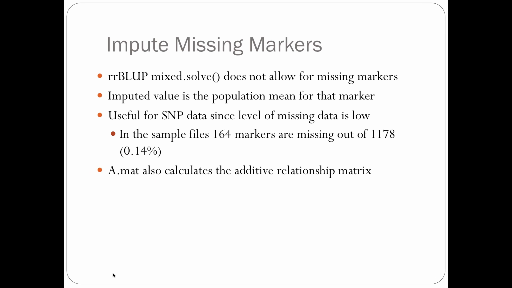In the sample file, we had 164 markers that were NA out of the 1,178 markers that all 96 individuals had. So this is only 0.14% missing. So it's a very low amount of missing markers. So imputation can be done without any adverse effects. And this command also calculates the additive relationship matrix, but we won't be using that today in the code.